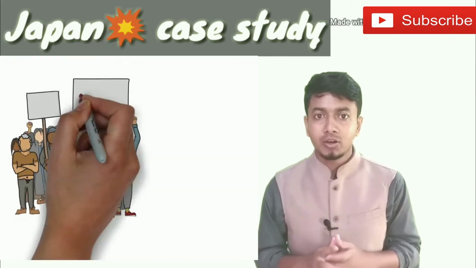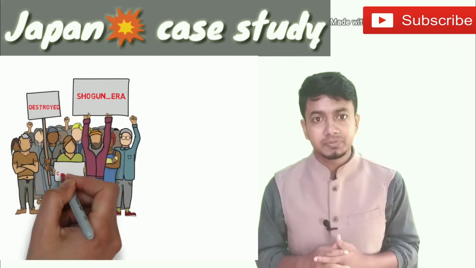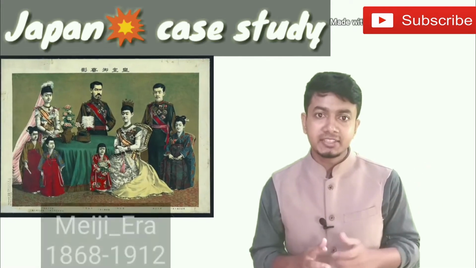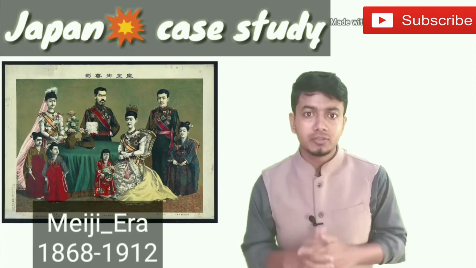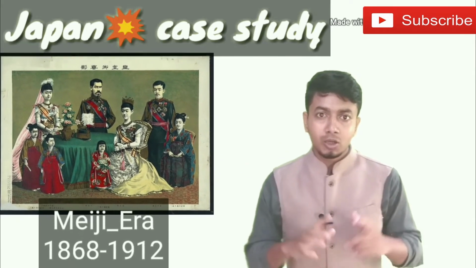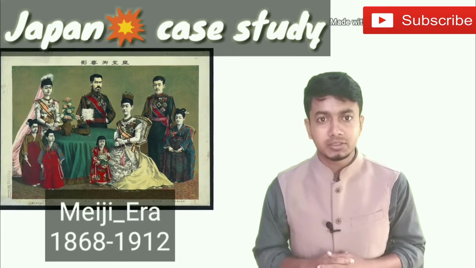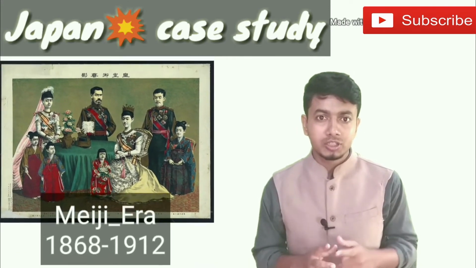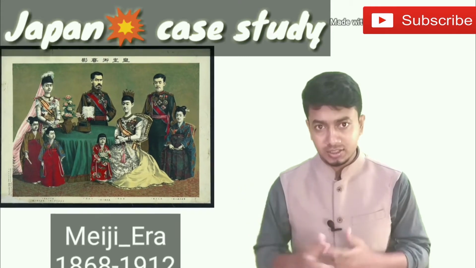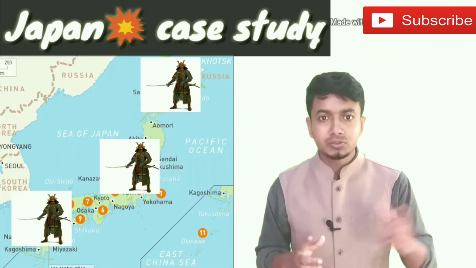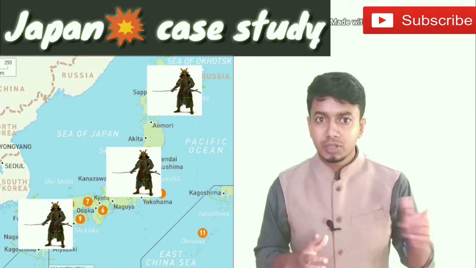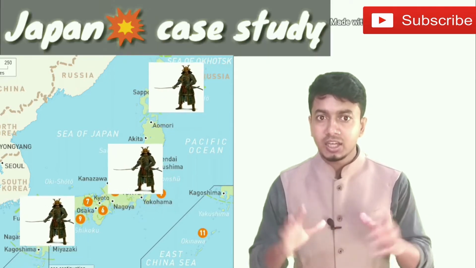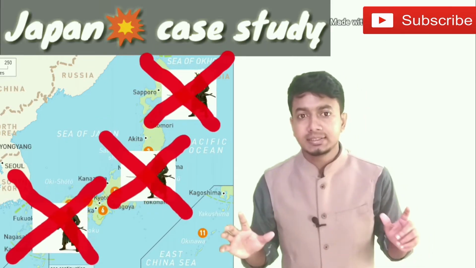Then the shogun era was completely eradicated by its people, and then came the Meiji era, 1868 to 1912. These 40 years were so peaceful for Japan. The first step for the Meiji era was to eradicate the shogun era and the feudal landlords. The feudal landlords that divided Japan were completely eradicated.